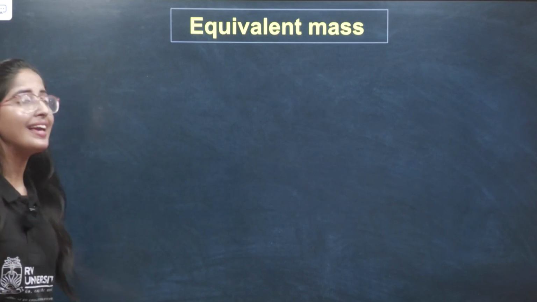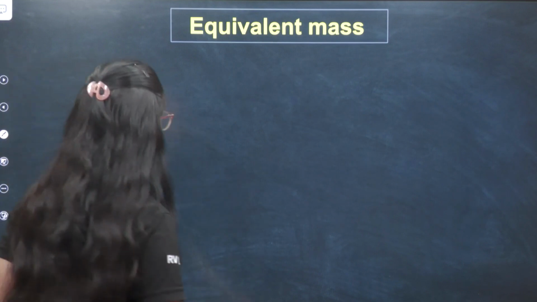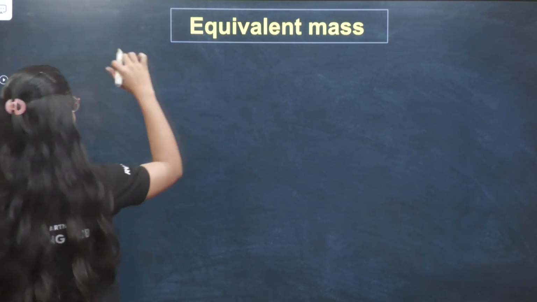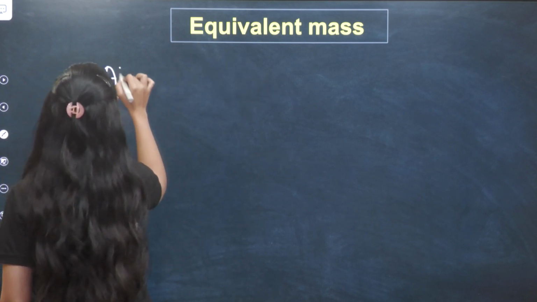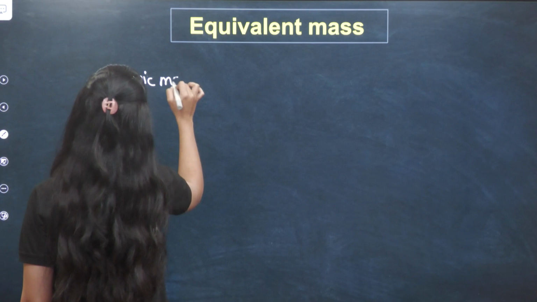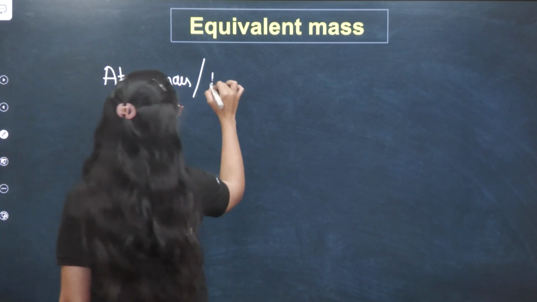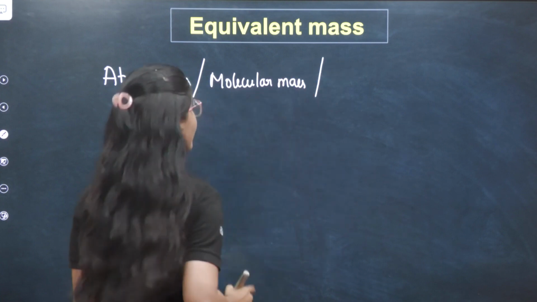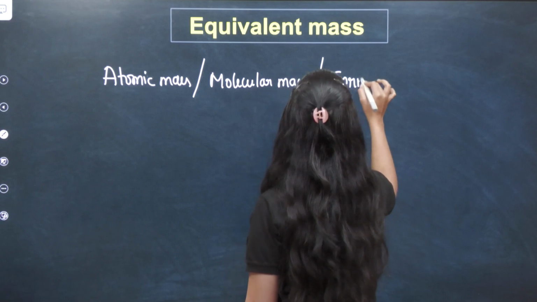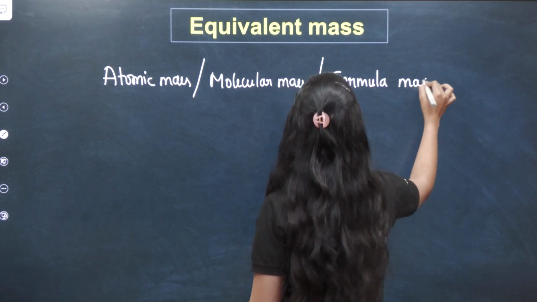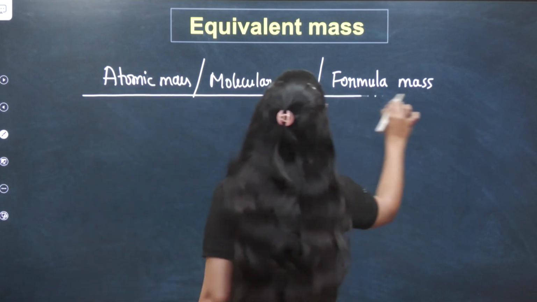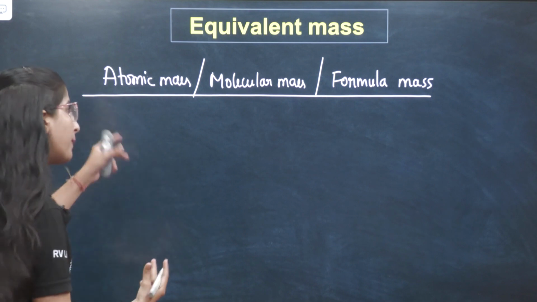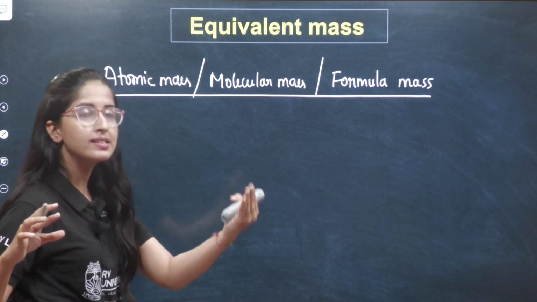Now let us move towards the equivalent mass concept. Carefully see the equivalent mass formula. If an atom is given, you will write atomic mass in the numerator. If a molecule is given, you will write molecular mass. If an ionic compound is given, you will write formula mass. That will be your numerator based on what type of compound you are given. Divided by, that is also based on different things which you can see in your examination.